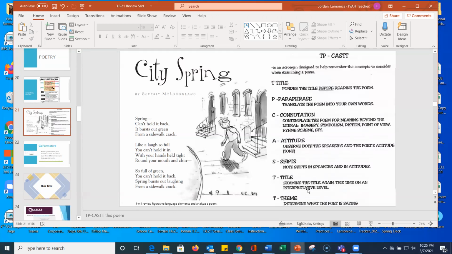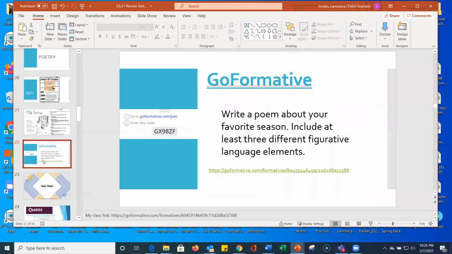Title: examine the title again. Well, the reason it's in the city is because you have sidewalks, and in the country, you don't have as many sidewalks. But in the city, you don't have as many grassy areas. But spring is going to spring through even the cracks in the sidewalk. It's going to come through no matter where you live. So the theme, determining what the poet is saying: what is the theme of this poem? Can't hold back spring, no matter where you are.